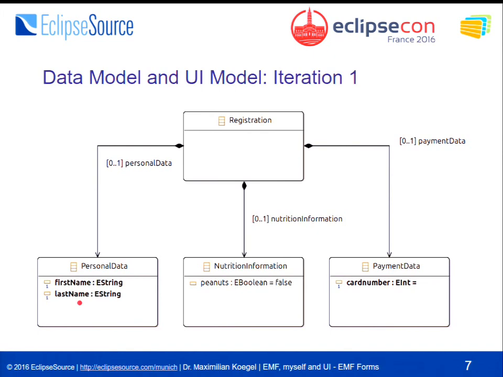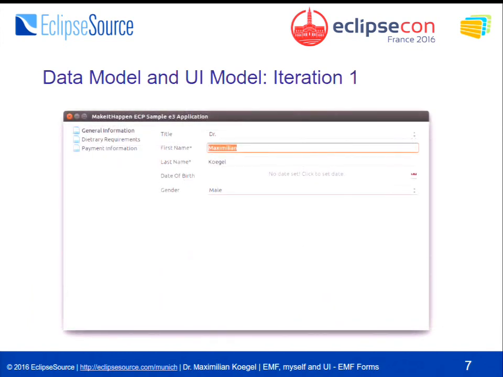Personal data only has first name and last name. Nutrition information only records whether you can eat peanuts or not. And payment data only records your credit card number. So what I'm going to do is model a user interface like the one we can see here. We will have 3 categories in that form: one for entering the general information, one for the dietary requirements, and one for the payment information. And whenever you select something here, you will get a detail form with the respective fields.